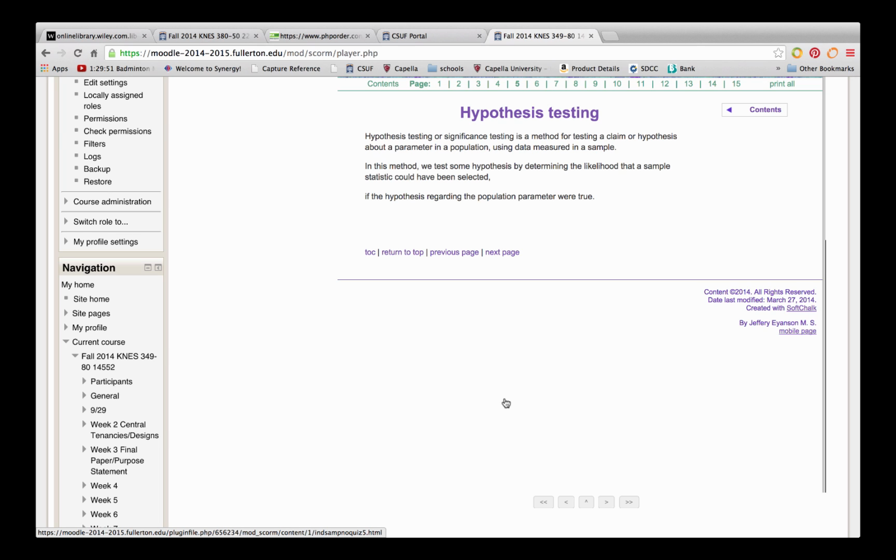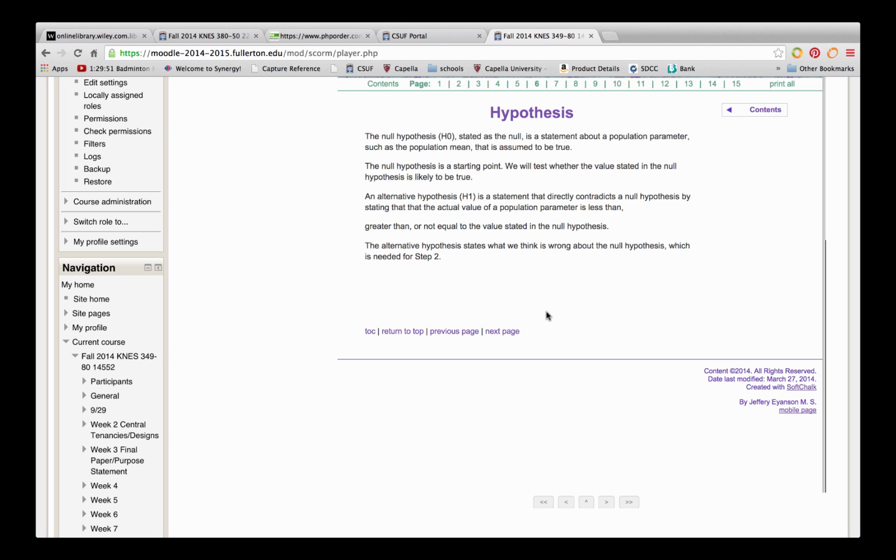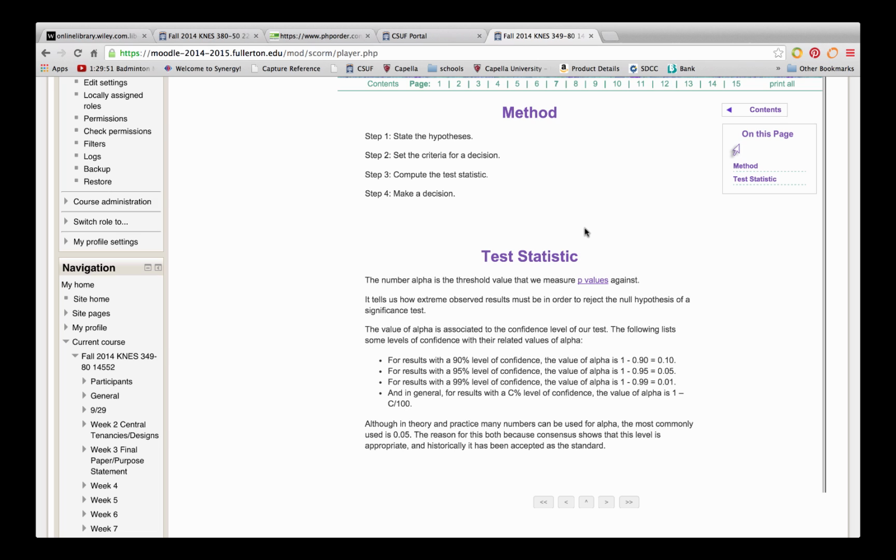We've already talked about hypothesis testing, but we're going to talk about it again. Of course, a hypothesis is all about a claim that you're going to make. You're going to have either the null or the alternative. Bottom line, the null means there is no difference, and the alternative means there is a difference. Method: we state the hypotheses, we set the criterion for the decision, we compute the test statistic, and we make a decision. This is important for your midterm.